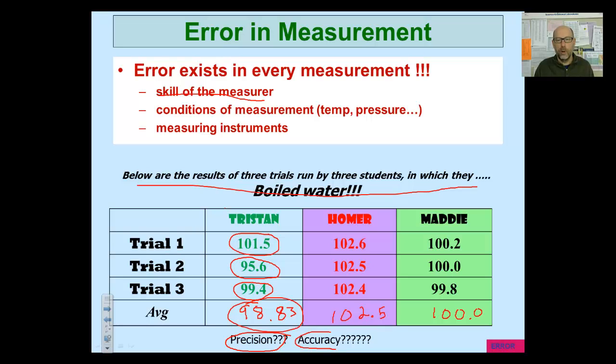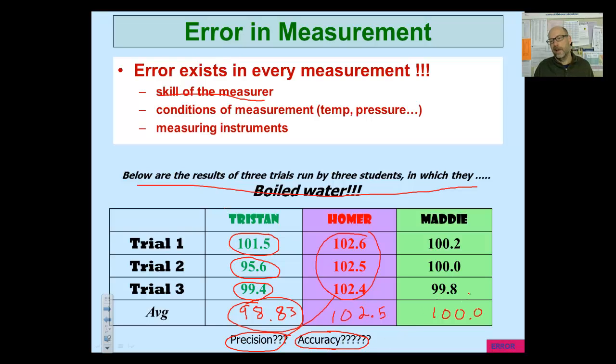Now, Homer, oh my goodness, look at that. Very precise. Good job, Homer. But you kind of missed. The answer is supposed to be 100, and you got 102.5. All of your numbers, however, were close together, so you had good precision. But your accuracy was not good at all.